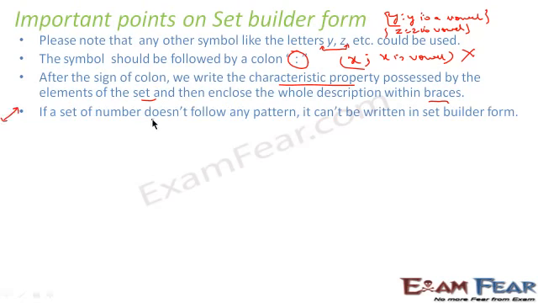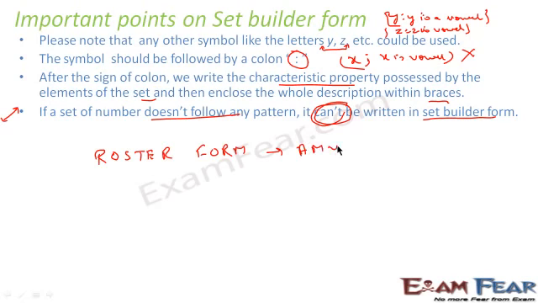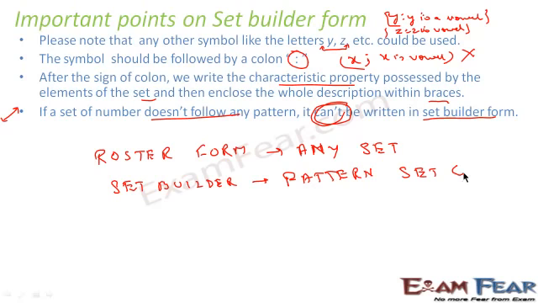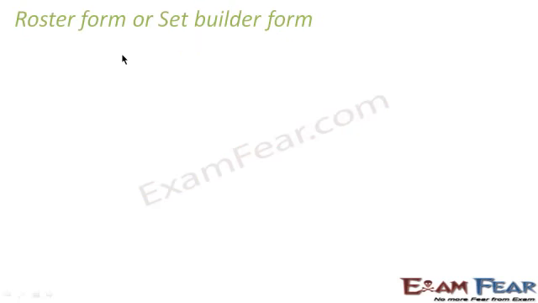If the set doesn't follow any pattern, please note, we can't write it in set builder form. That means any set we can write in roster form. Roster form is equal to any set. We can write any set, because we are jotting the elements. But in set builder form, pattern is a must. Only pattern sets. Now let's take some examples of roster form or set builder form.